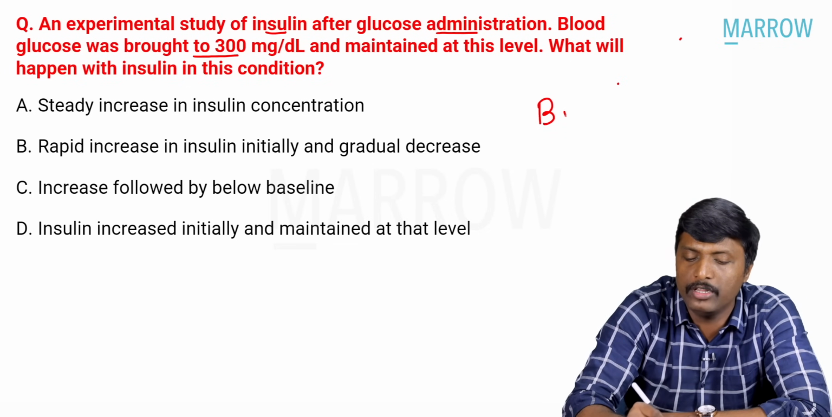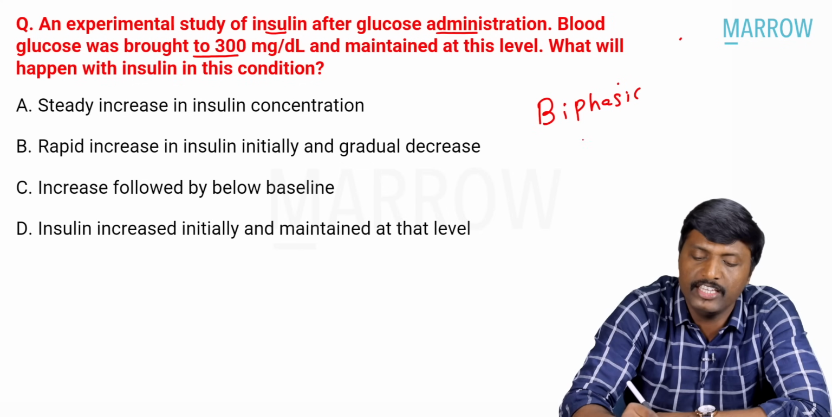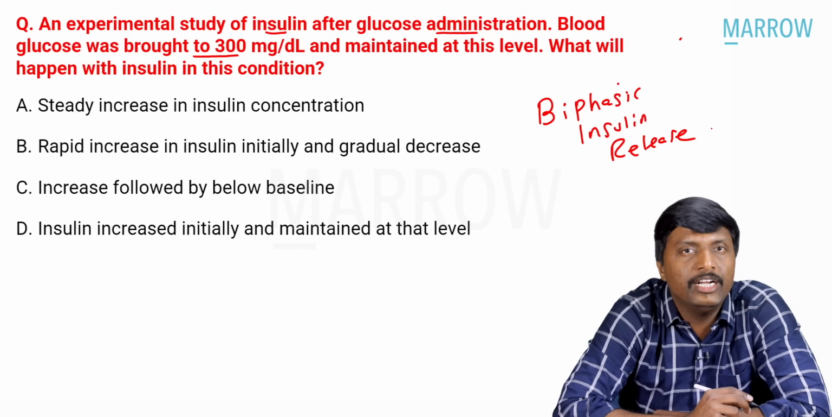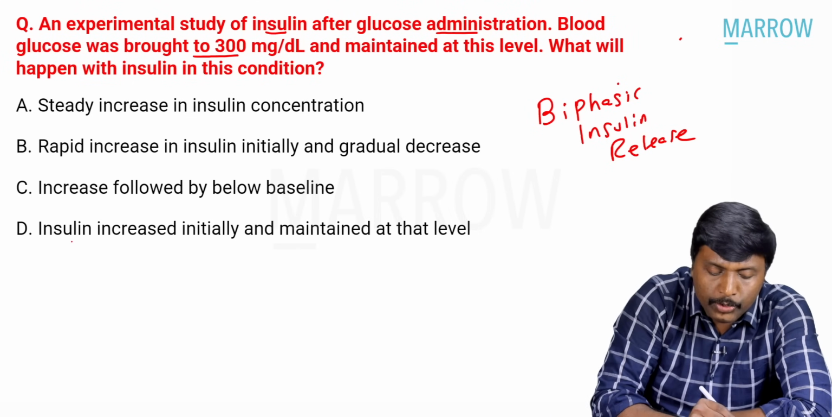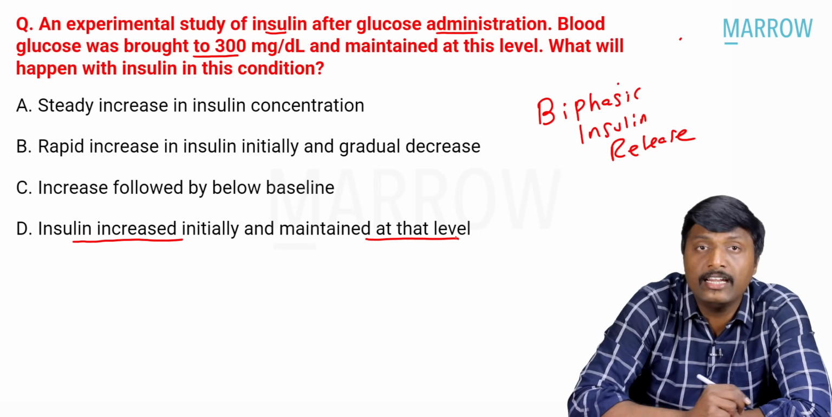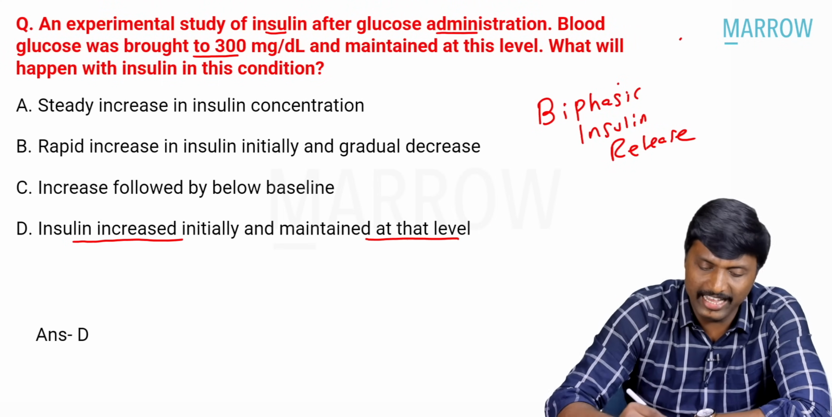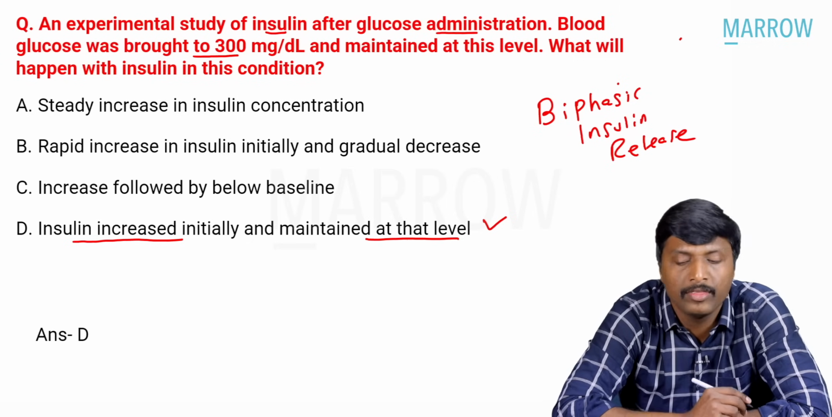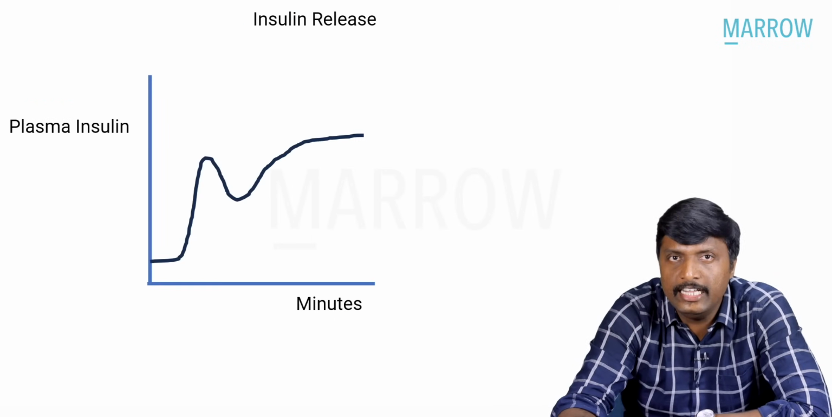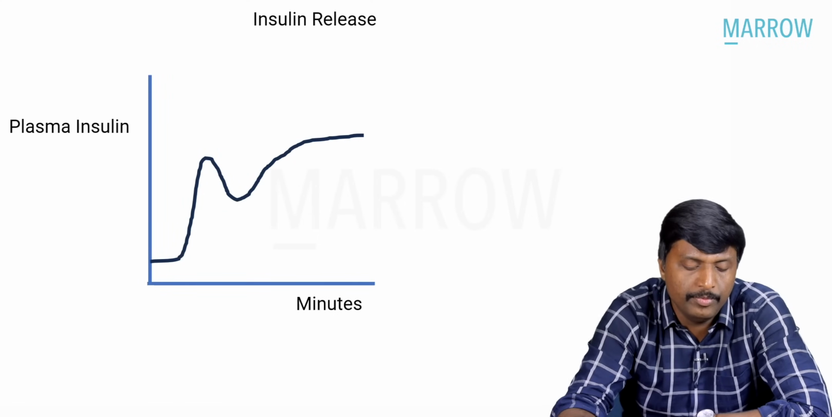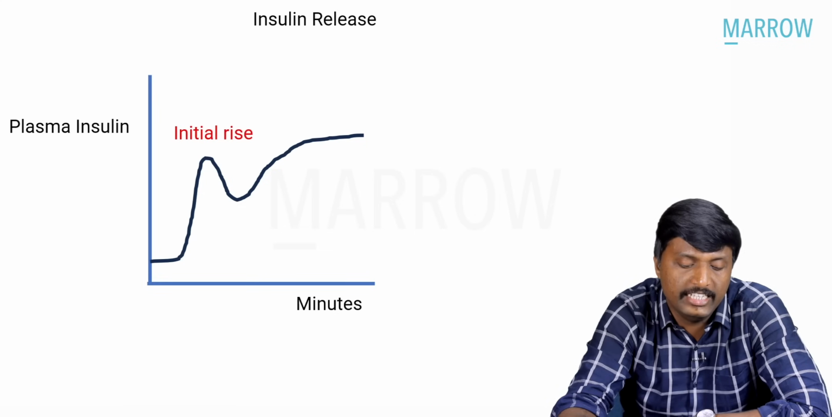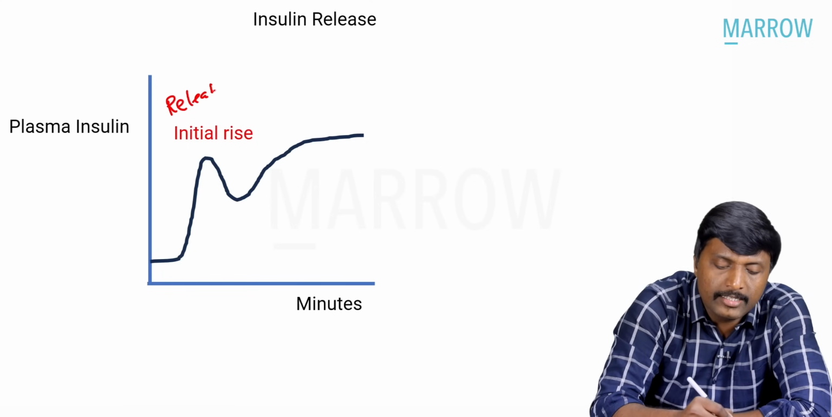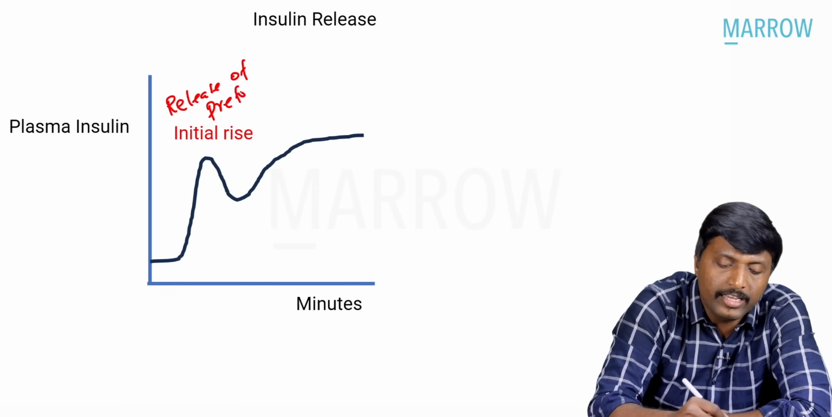It is totally about, remember guys, biphasic insulin release. This question is about the biphasic insulin release. That means insulin increased initially and maintained at that level. So the answer should be definitely D. Initially it will increase, later also there will be increase and maintain. What is biphasic release of insulin in response to glucose administration? We are clearly saying there is initial rise, first peak. It is definitely due to release of preformed insulin.